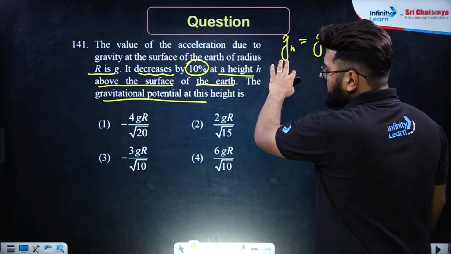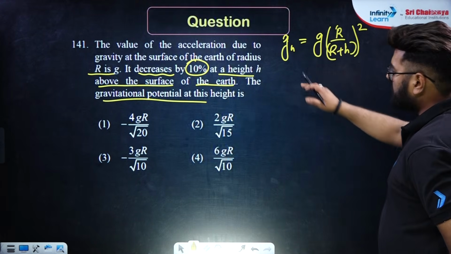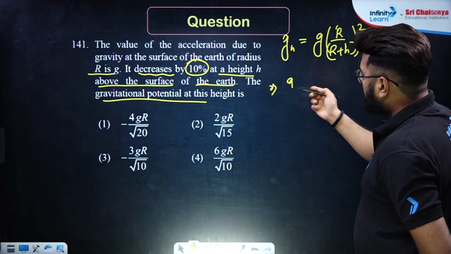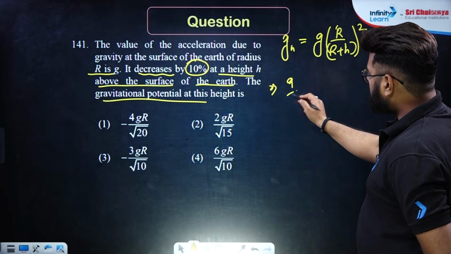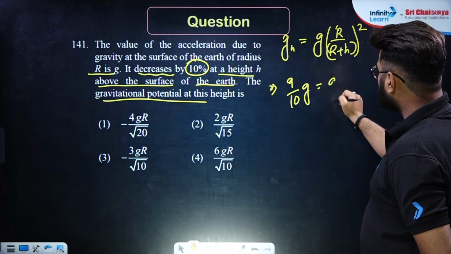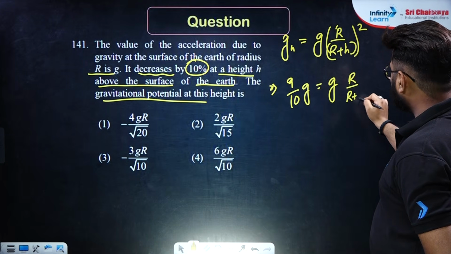And they are saying it is reducing by 10%. That means the new acceleration due to gravity will be 90 by 100, 90%. That means 9 by 10 times g is equal to g R upon R plus h whole square.